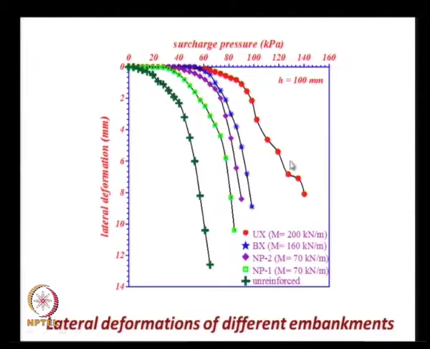When we have the geocells made of uniaxial geogrids, the pressure is higher and the deformations are smaller. On the extreme side we have the unreinforced embankment, which has undergone the largest deformations, and in between we have the biaxial geogrid, and then NP1 and NP2. These are the results for 100 mm height of the geocell.